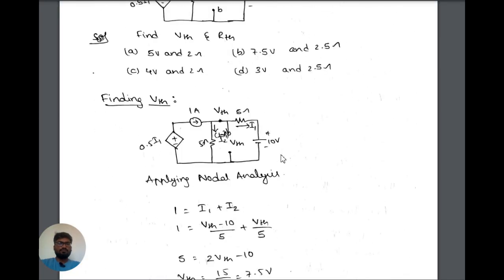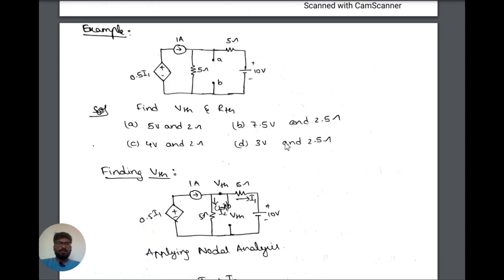So we can divide the current. The incoming current is 1 ampere. Here I2 current flows, here I1 current flows. So 1 amp is equal to I1 plus I2. From nodal analysis, the current direction is from top to bottom. So (VTH minus 10) by 5 plus I2, the current through the 5 ohm resistor, VTH by 5. From this we obtained VTH as 7.5. Among the options, only 7.5 matches, so we can take this as the Thevenin voltage.